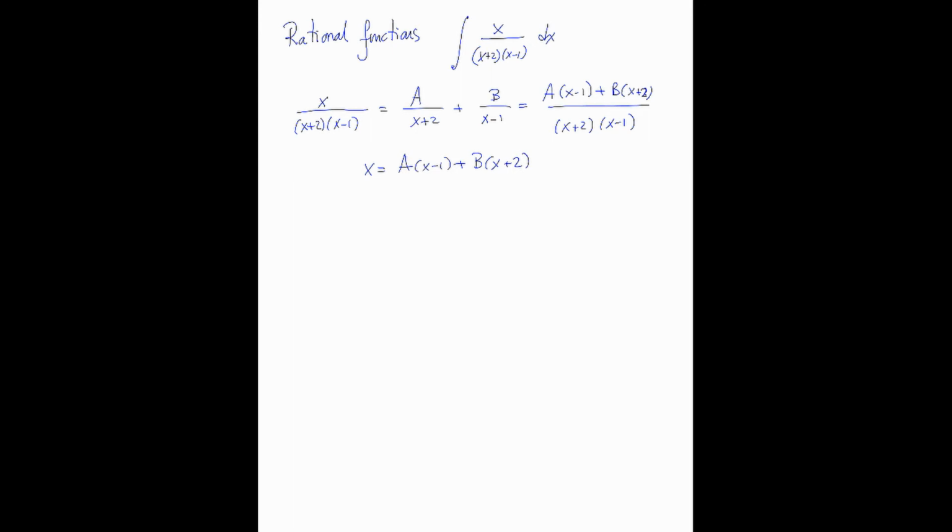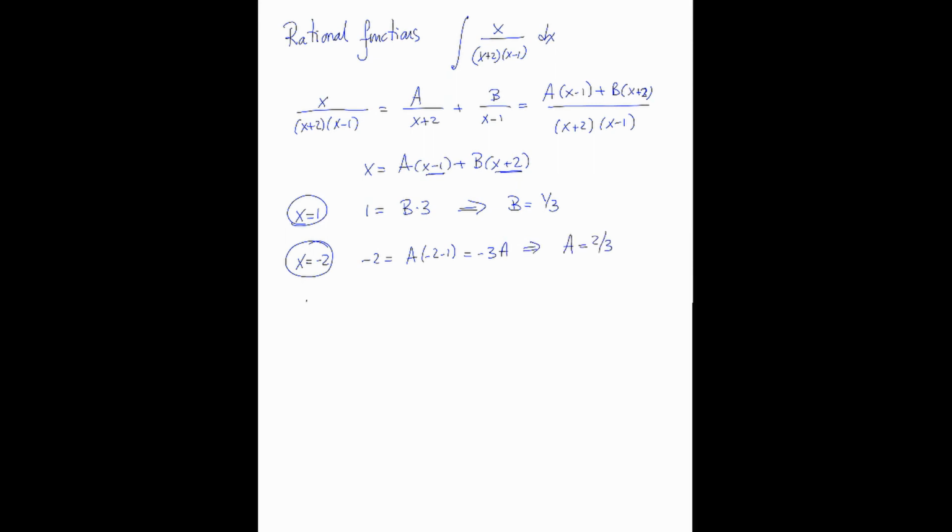So let's give values to x. We give the value of x equal to 1 because then this part will be 0. So 1 is equal to 0 plus b times 3. So from here we get b is equal to 1/3. Similarly, to make this equal to 0, we have x equal to minus 2. Minus 2 is equal to, as this part is 0, a times minus 2 minus 1, which is minus 3a. And from here we have a is equal to 2/3.